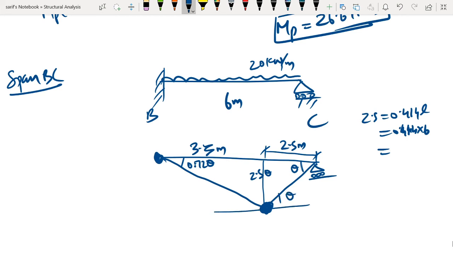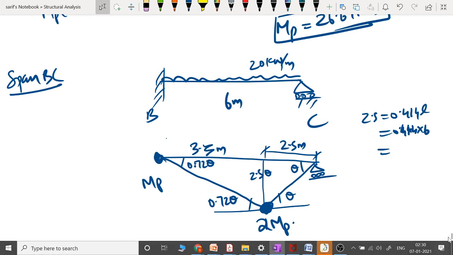So the geometry has to be completed. Also, this particular point B is the intersection of two moment capacities. One is MP and the other one is 2MP. So this becomes 2MP, MP, the lower value, and this becomes 2MP. And the load that is acting is a UDL 20 kilonewton per meter.